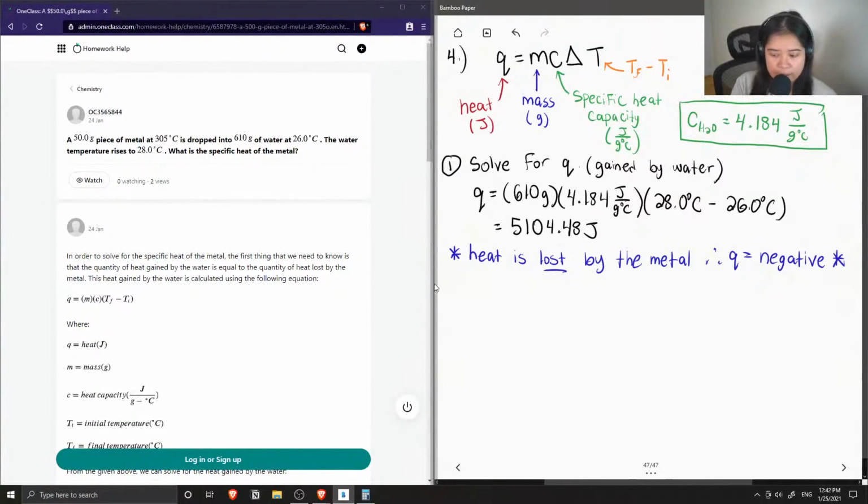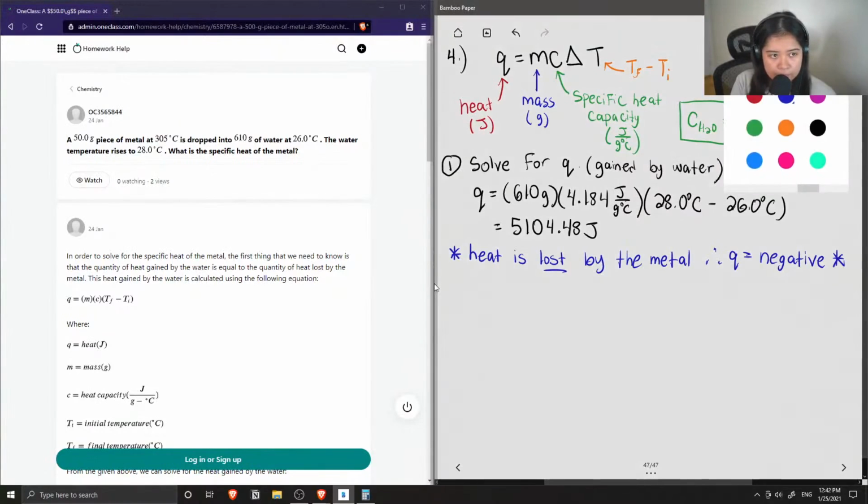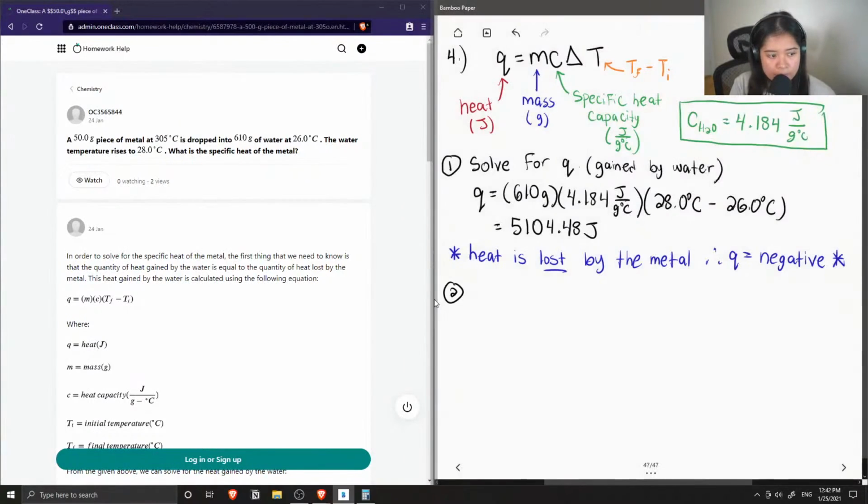So when we move on to step 2, which is finding the specific heat of the metal, it's going to have the same value of heat that was gained by the water, except this time its value is going to be negative. So Q is equal to negative 5,104.48 joules.